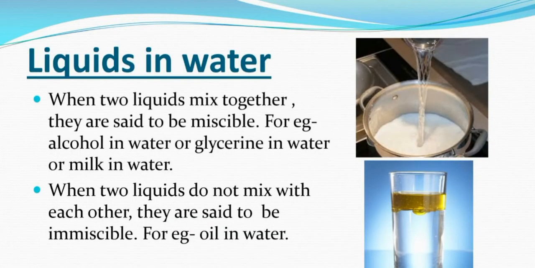Next is liquids in water. When two liquids mix together, they are called miscible liquids. If we mix alcohol in water, or glycerine, or milk in water, it is completely mixed inside the water. So milk and water, glycerine and water, or alcohol and water are miscible liquids. And when two liquids do not mix with each other, they are said to be immiscible. For example, oil in water cannot be mixed.